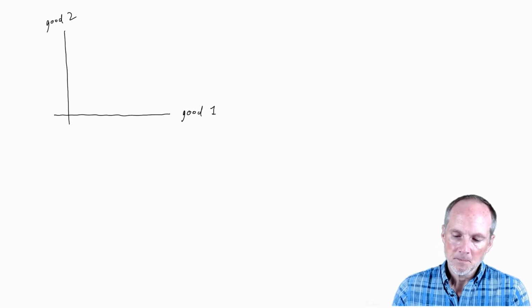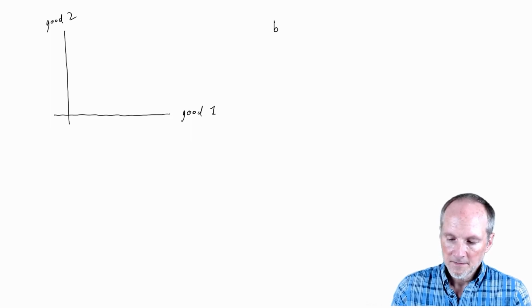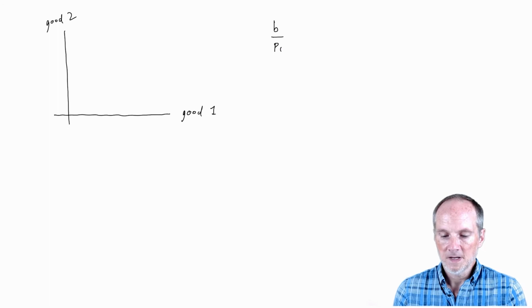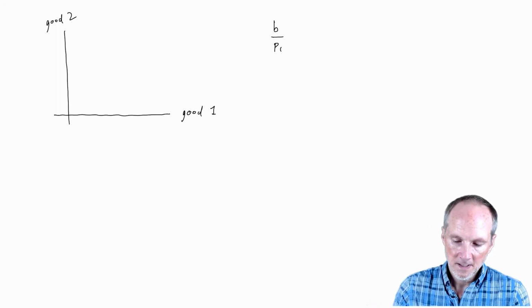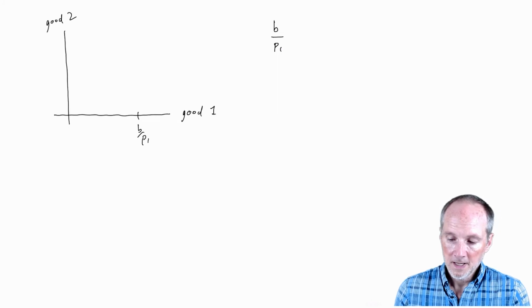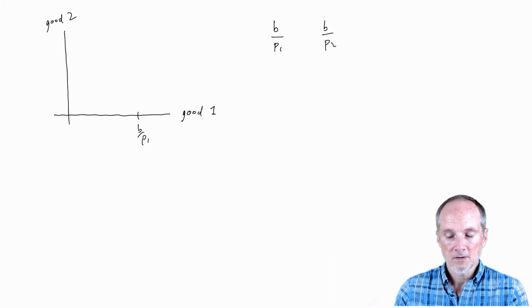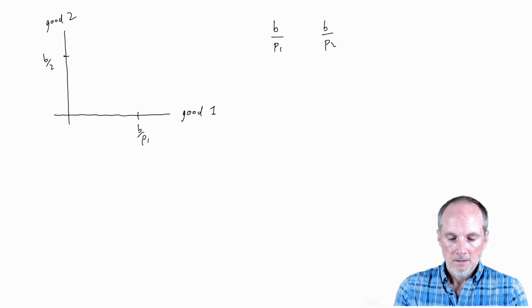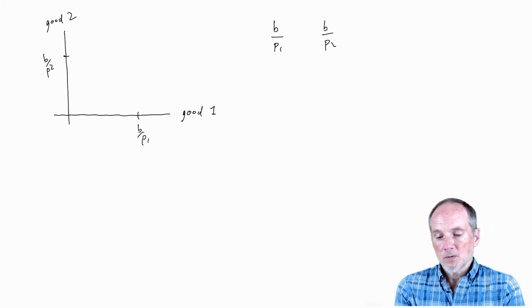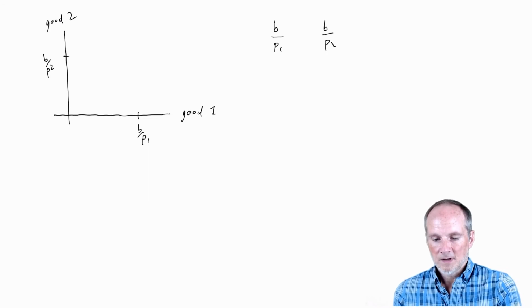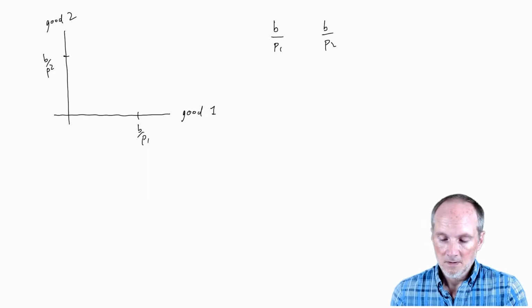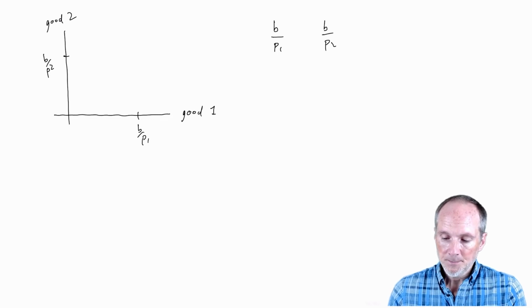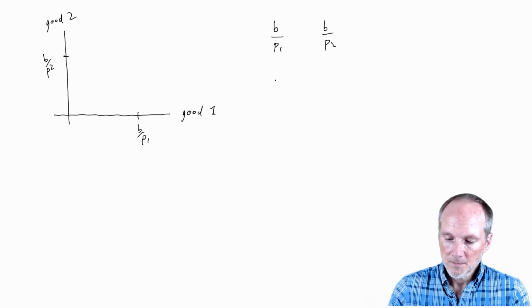If you think about it, the consumer has B dollars to spend. If they spend everything on good 1 and nothing on good 2, the maximum they can buy is B over P1. If they spend everything on good 2 and nothing on good 1, the maximum they can buy is B over P2. And so, of course, they can choose bundles with positive amounts of both goods.